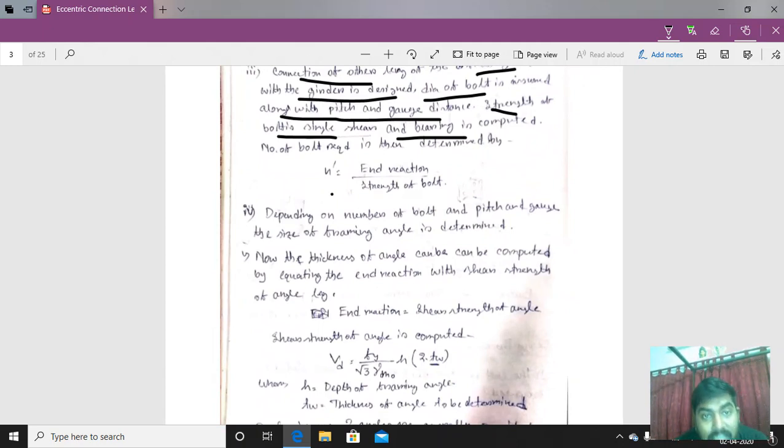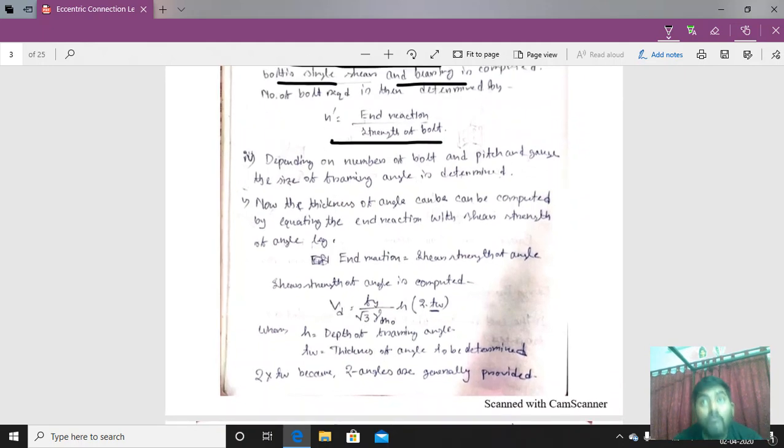Then N dash, that is the number of bolts for the connection of the web of the girder to the framing angle, is determined. That is, N dash equals end reaction divided by the strength of the bolt. That is the formula. So we get the number of bolts for both connections. One connection is one leg with the web of the connecting beam, and the other connection is the other leg with the column flange or the beam girder, depending on the section that we provided. So the number of bolts is to be designed for these two connections.